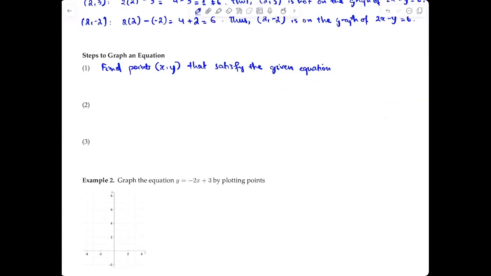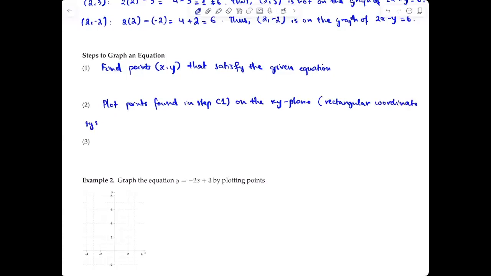Now, when you have a set of points, you plot these points on the rectangular coordinates. So plot the points found in step 1 on the xy plane or the rectangular coordinate system. Now the last step is just to connect the points to complete the graph of the equation.